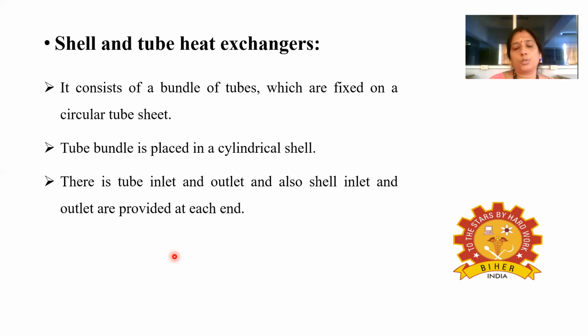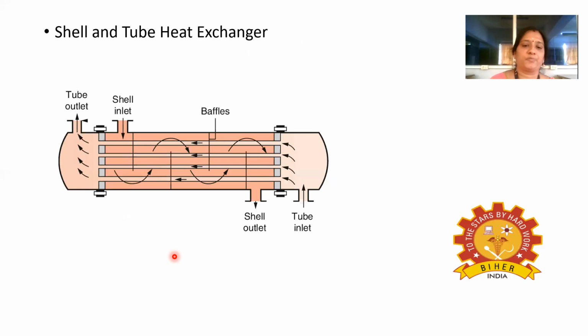Through the tube there will be the tube inlet, and there will be the tube outlet. Similarly, there will be the shell inlet, and also the shell outlet will be provided at the other end. So this is the simple design, simple diagram of a heat exchanger.